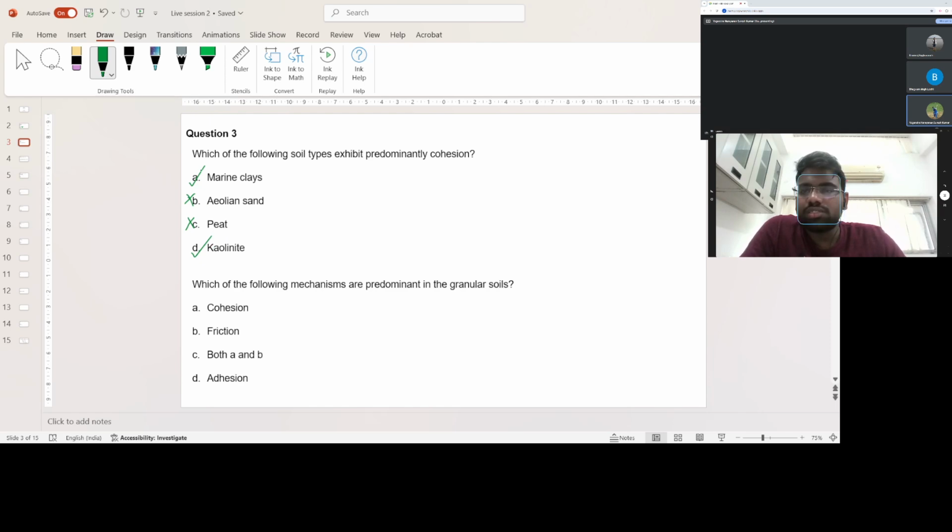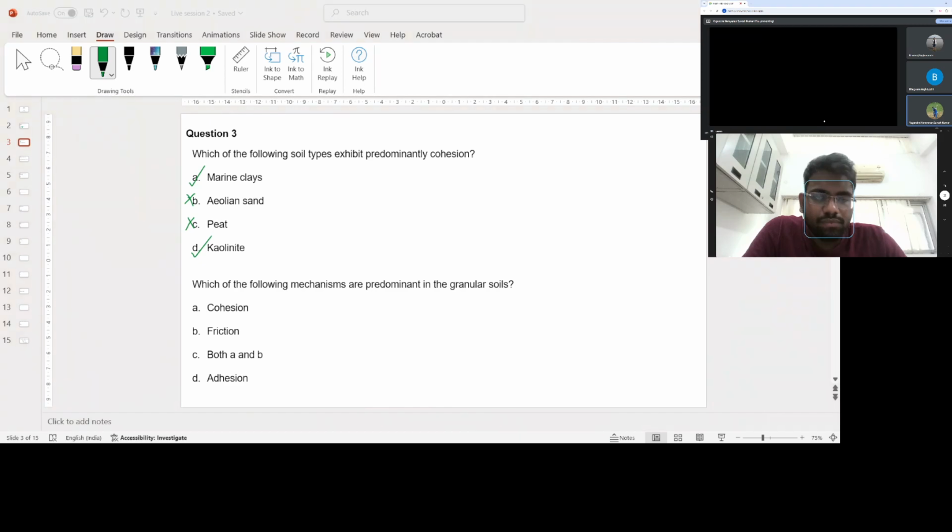As far as these are known, marine clays can be any clay mineral, kaolinite, montmorillonite, illite, anything. And the nature of cohesion varies with the type of the clay mineral, but these clays predominantly constitute cohesion. Hope I'm clear.